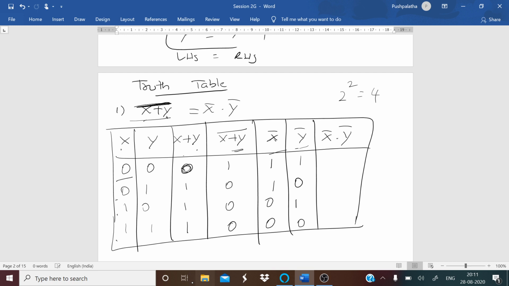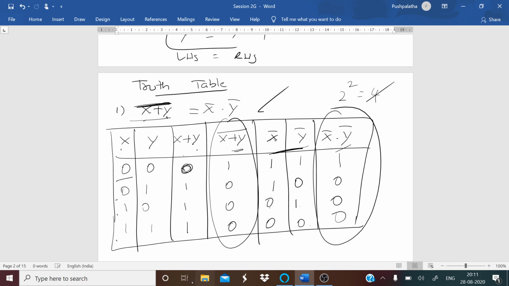Now multiply these two. X bar into y bar. So 1 into 1 is 1. 1 into 0 is 0. 0 into 1 is 0. 0 into 0 is 0. Now check these two columns, it is the same, so hence proved.